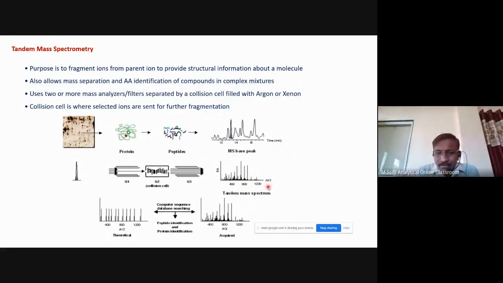So in that case we have observed this is a tandem mass spectrum. Theoretically, by using a computer sequence database, for that particular molecule or complex, the m/z ratios we have observed, or which mass and peak we can observe, can be predicted. So by using such a technique, protein identification takes place very easily using the tandem mass spectrum. That is why there is a need for tandem mass spectrometry.